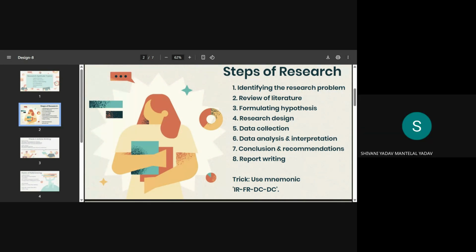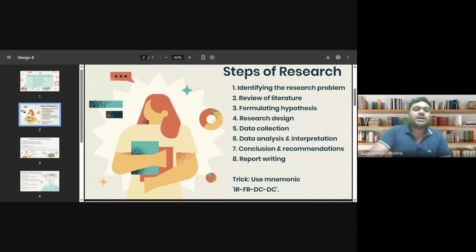Some slide didn't change. It's still the same slide. Ma'am, I've not changed the slide. That's why I said that. Okay, it's still remaining that only. I've not changed the slide, ma'am.